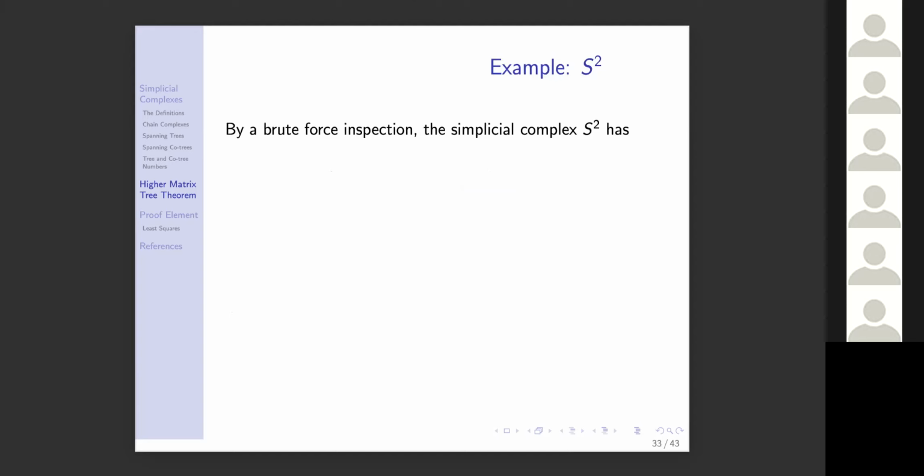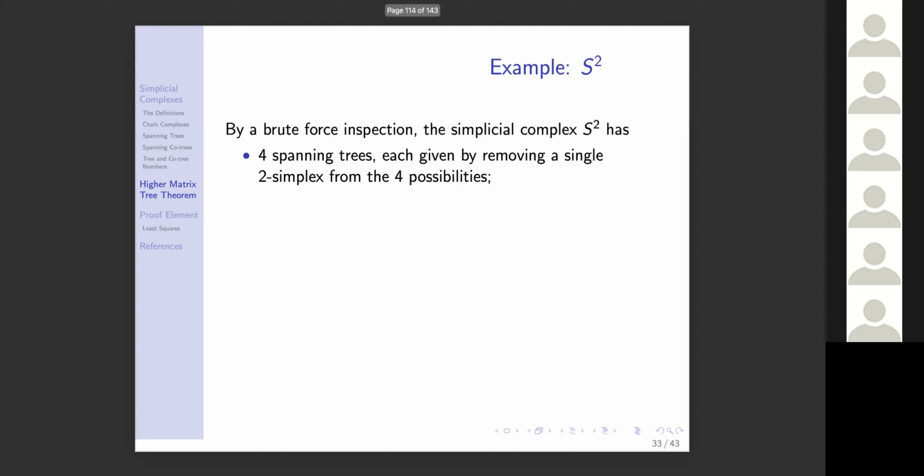Okay, so here's an example of a calculation. By brute force calculation, the simplicial complex S2 has 4 spanning trees. What I mean by a spanning tree, again, is a spanning two tree, given by removing a single 2 simplex from the 4 faces of the tetrahedron, right? We saw that, or at least claimed that when I remove a face from a tetrahedron, I get a spanning tree. And there are 4 possible ways of doing it. And those are all the spanning trees, 4 of them.